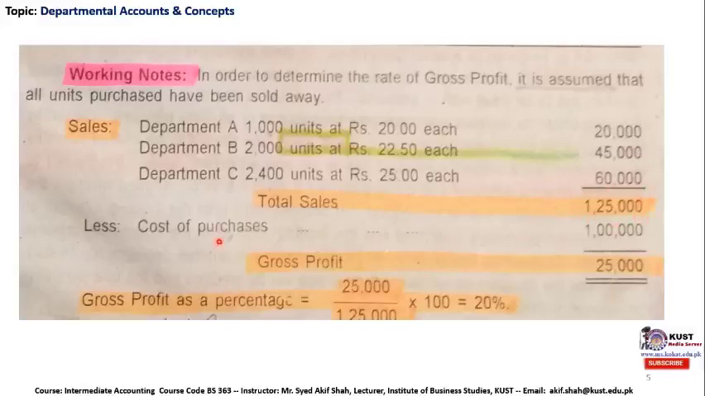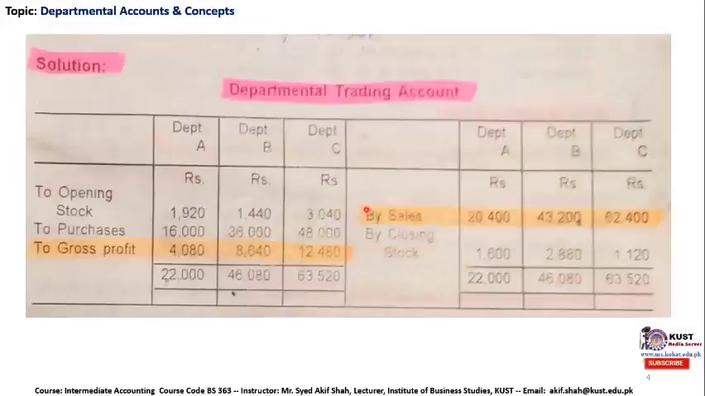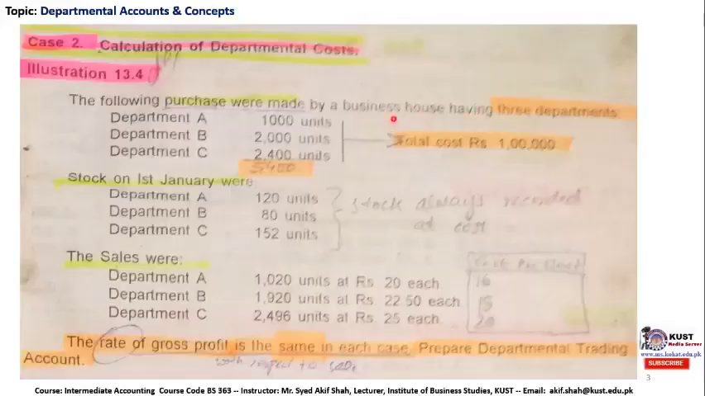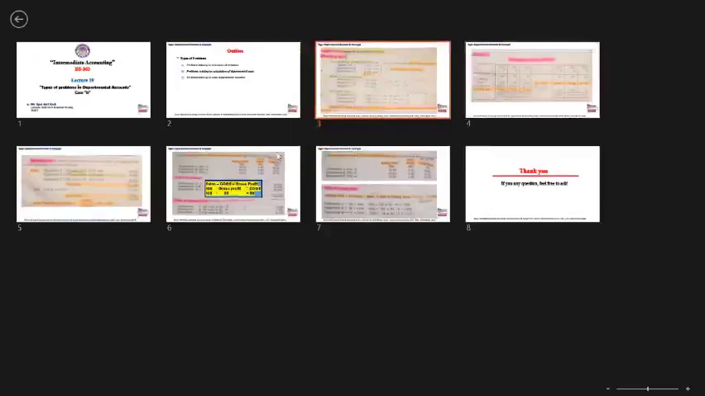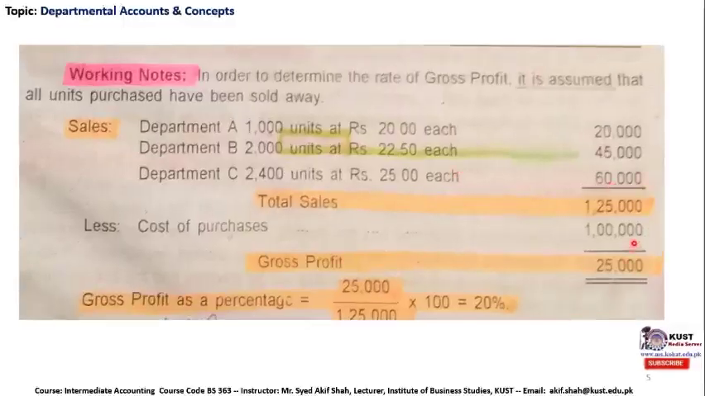We have also given the cost of total purchases in the question. Let's go back. This is the cost of total purchases which is given in the question. It is 1 lakh. So 100,000 needs to be subtracted from the sales, since we know that in order to calculate the gross profit we have to minus the cost of purchases or cost of goods sold from the total sale volume of the company. So we did the same.